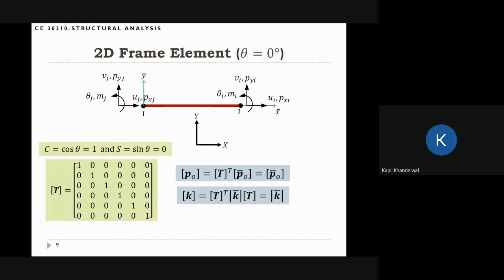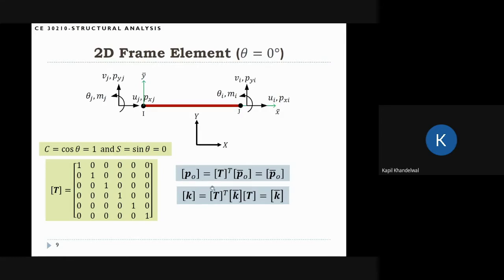And again, I just want to emphasize that if a frame element has an orientation angle of 0, it means that the global and local coordinates for that frame element are the same. So you can think that a frame element with theta equal to 0 is actually a beam element. In this case the local and global coordinates are the same, so C is 1 and S is 0. So the transformation matrix is actually an identity matrix. This is a special case where the orientation angle is 0.